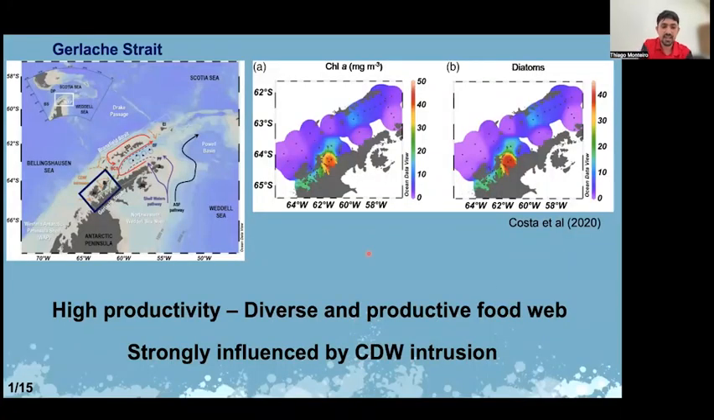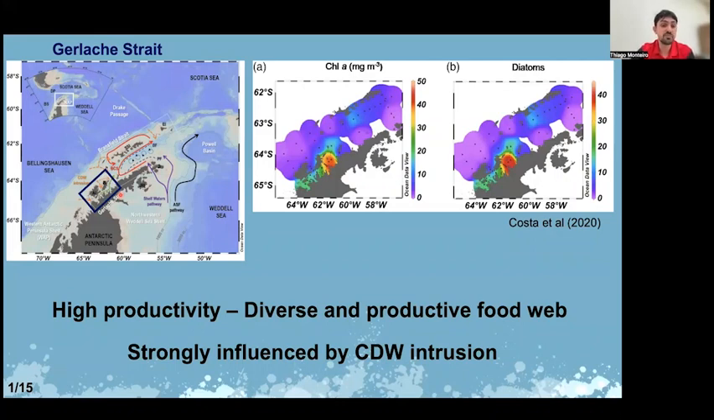So I'm going to focus on the Gerlache Strait. The Gerlache Strait lies in the southern end of the Northern Antarctic Peninsula. It's this region here, highlighted by this blue rectangle in this figure on the left. And why the Gerlache Strait is so important for us to study the CO2 fluxes is because this is a very important region for biogeochemical processes.